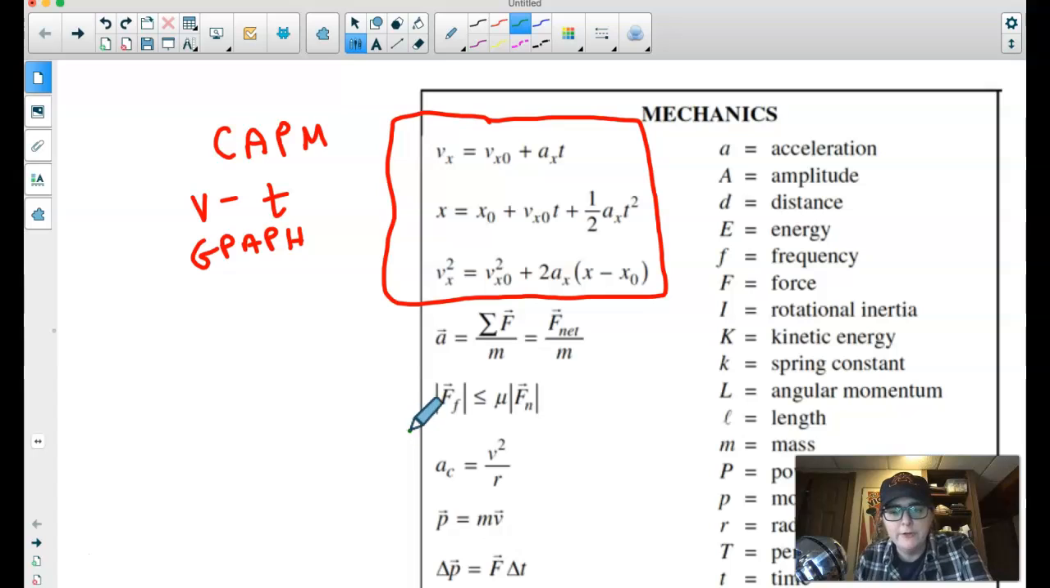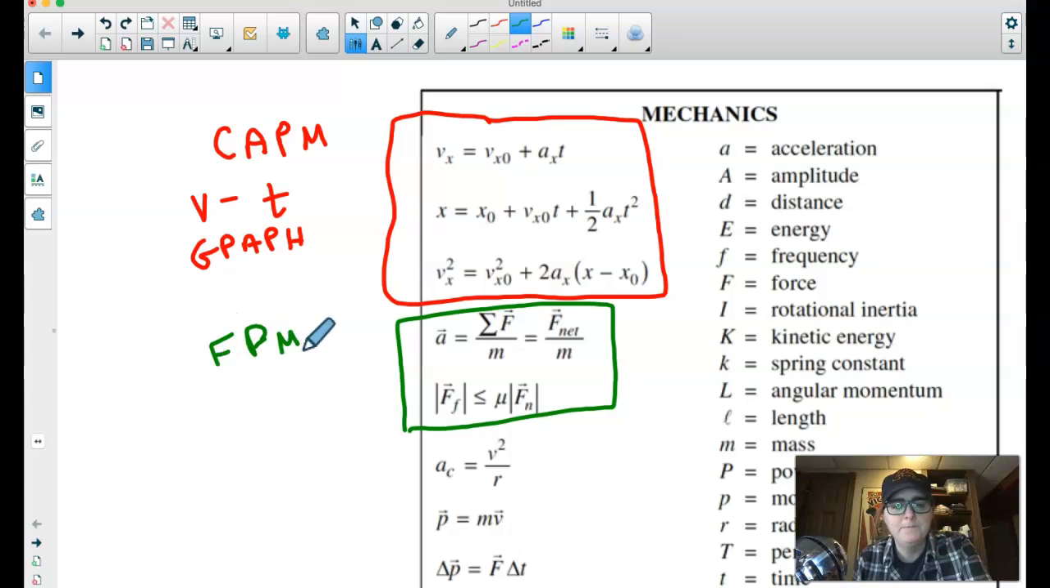These next two were part of the force on a particle model, or FPM. Whoops, I did my P first. FPM. The two big diagrams that we really made a lot of use of were the FBD, not FBV, and the vector addition diagram, or the VAD.